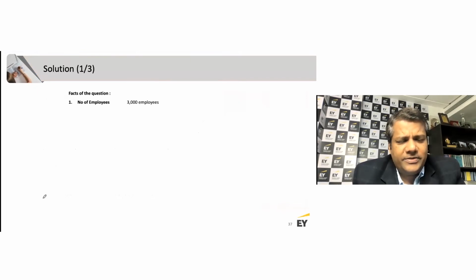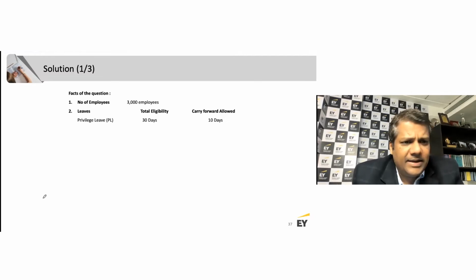So how many employees have we got? 3,000 employees, total eligibility, and then carry forward allowed. That is what we need to map out. Privilege leave is 30 days, and carry forward is 10 days. Sick leave, you are allowed 12 days, with a carry forward of 5 days. And casual leave is 12 days, and no carry forward is allowed.